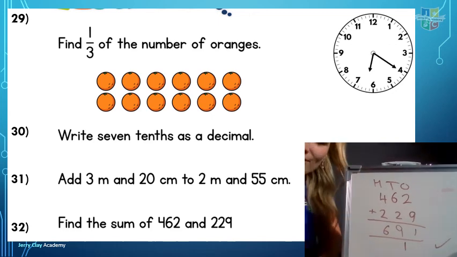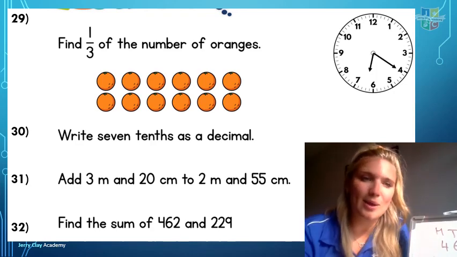691. Once you have had a go at completing all of those, please do put them on Seesaw so I can have a look at them.